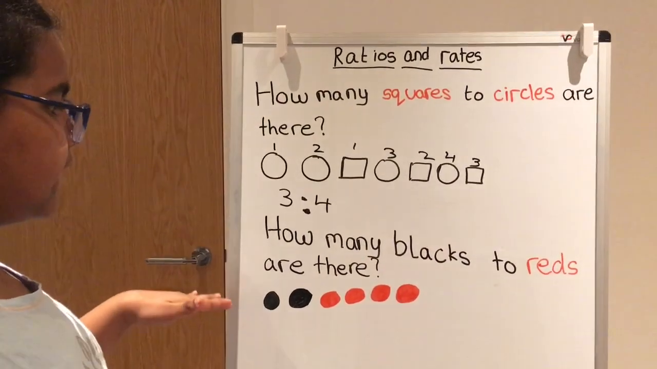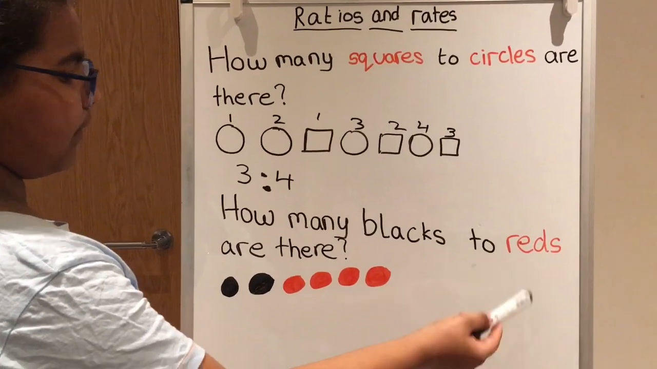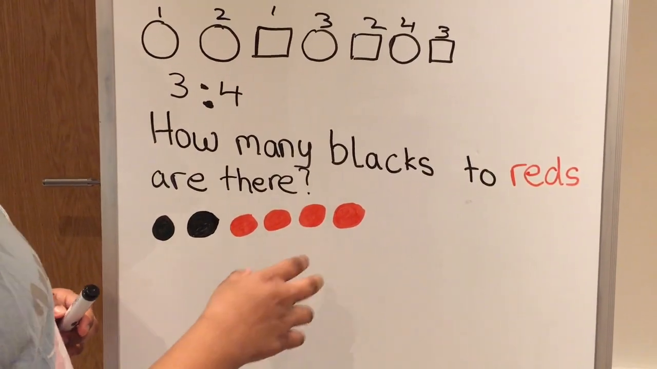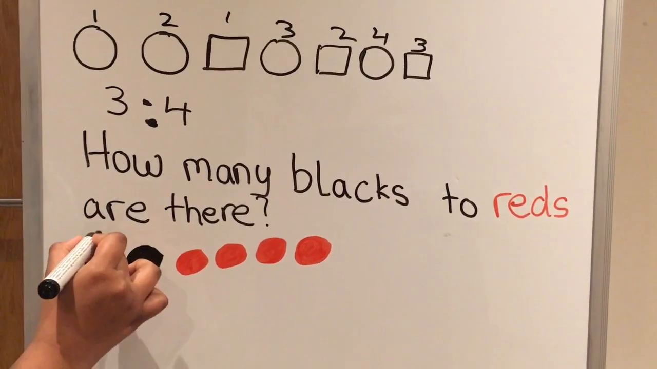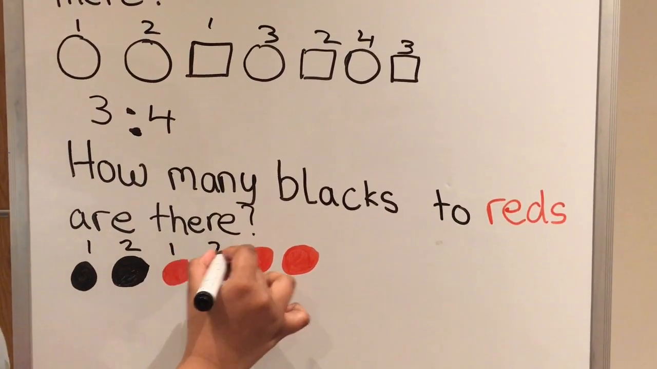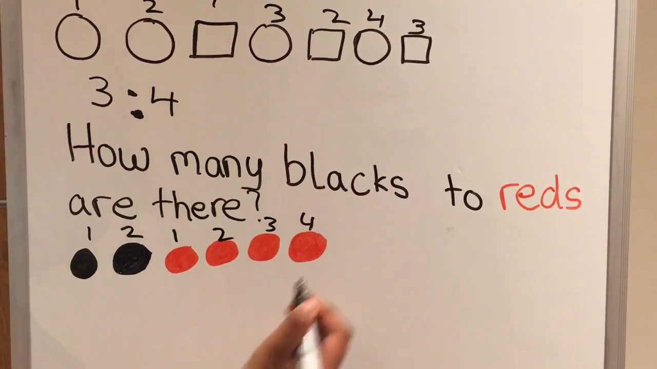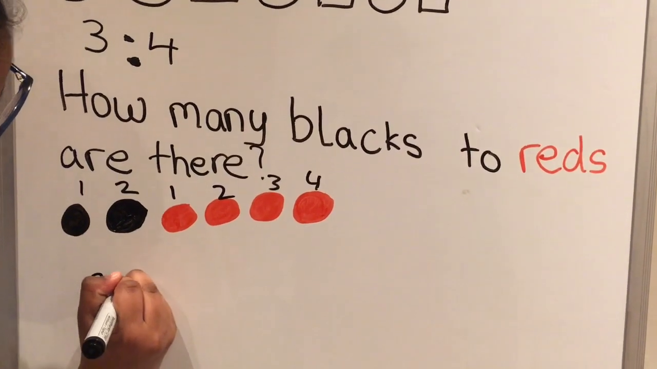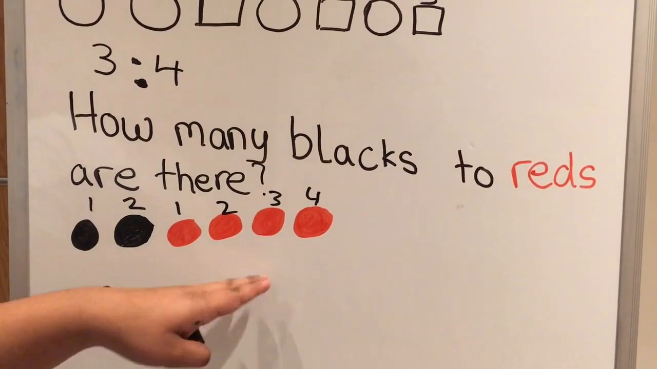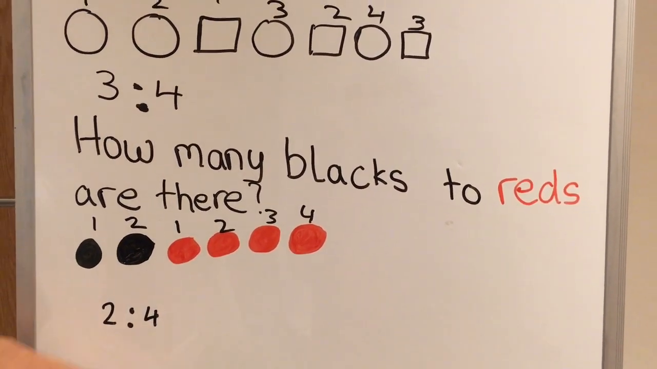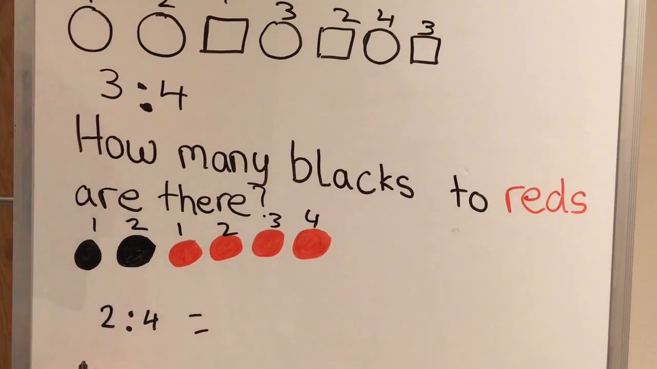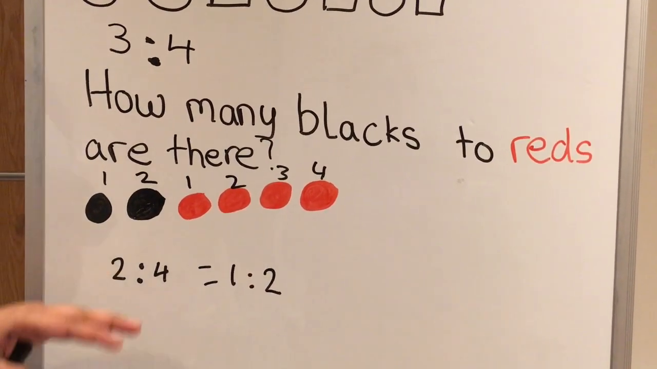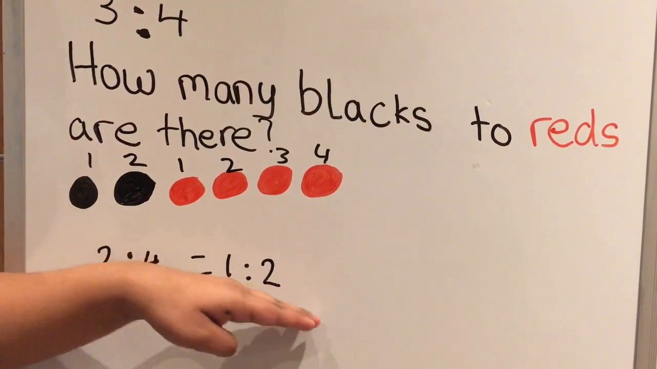Now let's look at our second example. How many blacks to reds are there? We need to count how many blacks and how many reds there are. There are 2 blacks and 1, 2, 3, and 4 reds. They're asking for black first, so 2 is to 4 for blacks and reds. This can be simplified. If you simplify this by 2, you get 1 is to 2. So the ratio of blacks to reds is 1 is to 2.